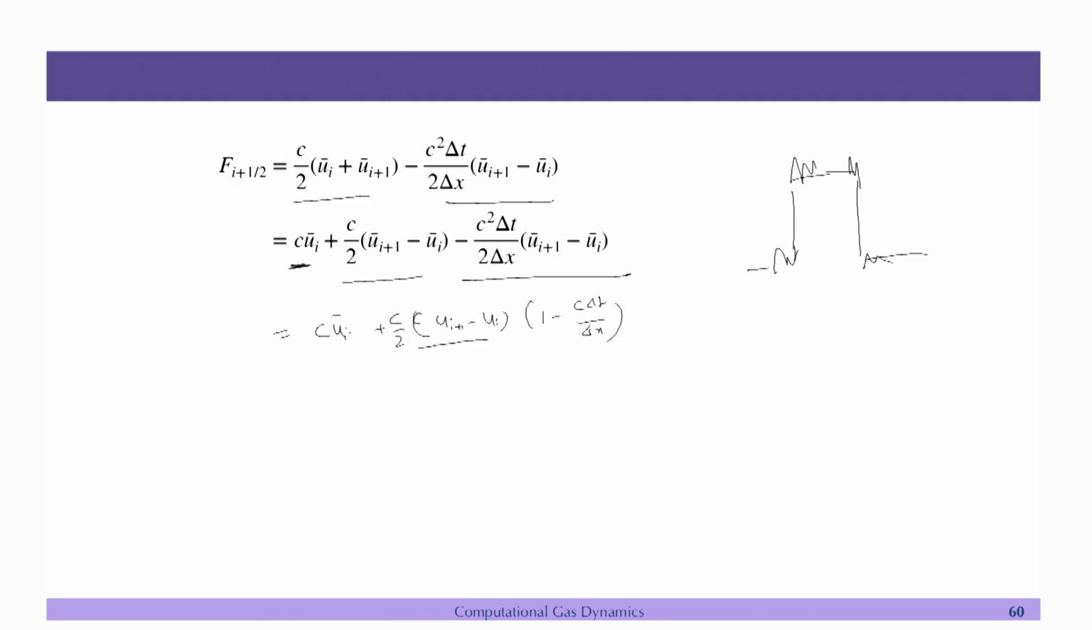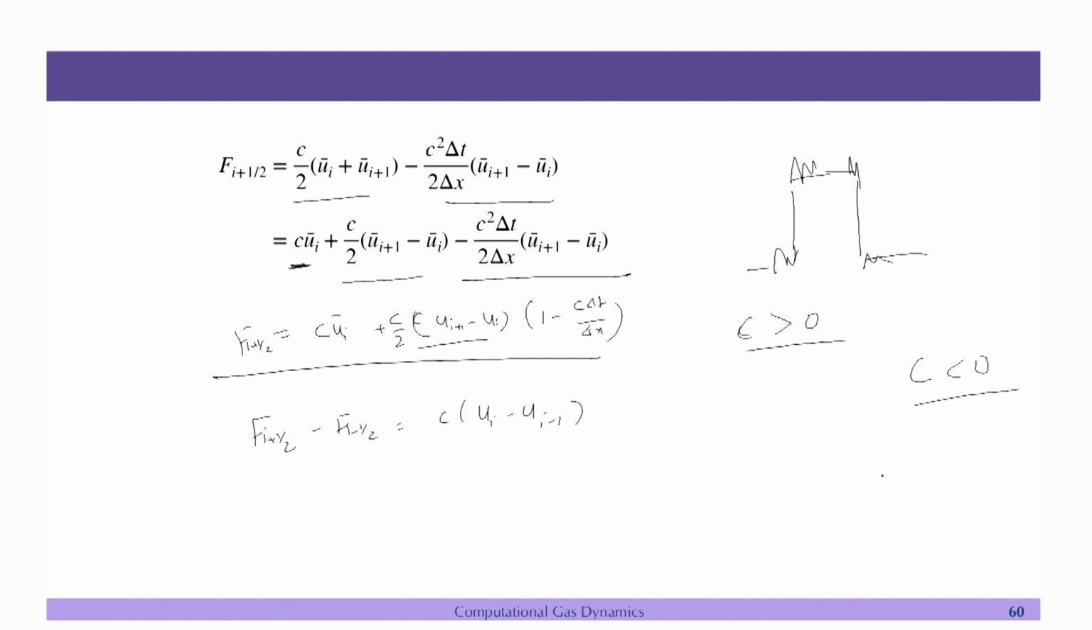Why have we written it in this form? Because if you write it in this form, then f I plus half minus f I minus half will become C times U_I minus U_I minus 1. Remember, I am talking about C greater than 0 as of now. If you have C less than 0, the upwind formula will be U_I plus 1 minus U_I. But when C is greater than 0, upwinding is basically I and I minus 1. So for most of the discussion in today's class, I will focus on C greater than 0, but if you have C less than 0, you can derive the counterpart.